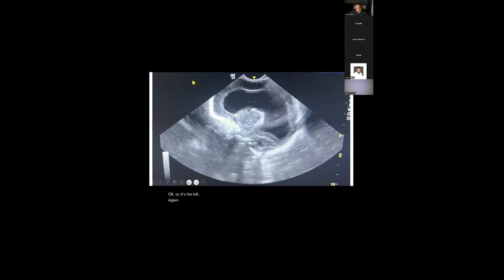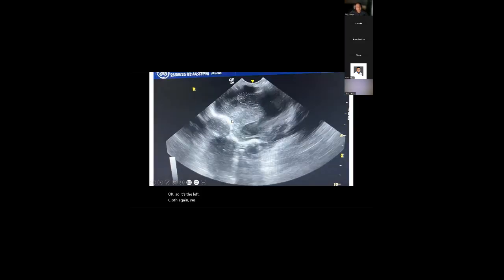Clot again. Dilated ventricle. That's as far as I go. So yeah, that's it. A baby has been transferred to the neurosurgical unit.